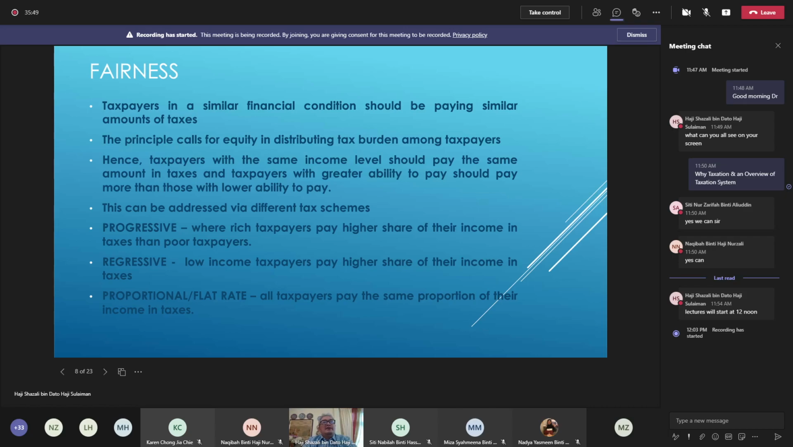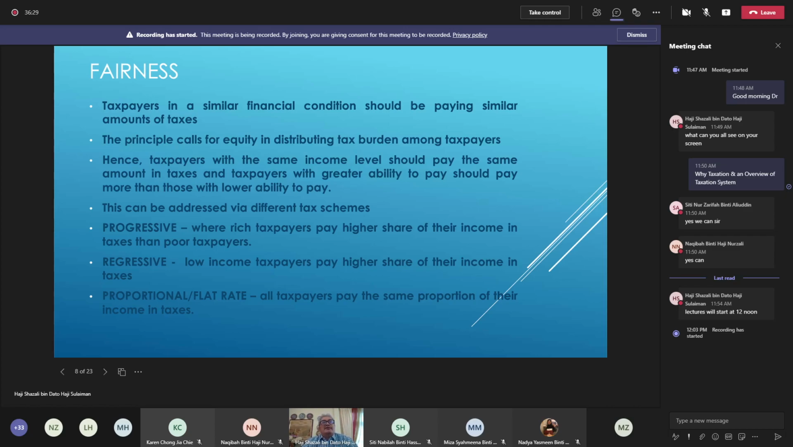So taxpayers with the same income level should pay the same amount of tax, and taxpayers with greater ability to pay should pay more than those with lower ability to pay. So in an equitable system, if my salary is 5,000 and someone else's is 1,000, I should be willing to pay more tax than someone with a salary of 1,000. And if there's good corporate governance, I know that my tax is going towards education and medical infrastructure. Nobody likes to pay tax, but at least I should be happy that I'm contributing to the development of the economy.